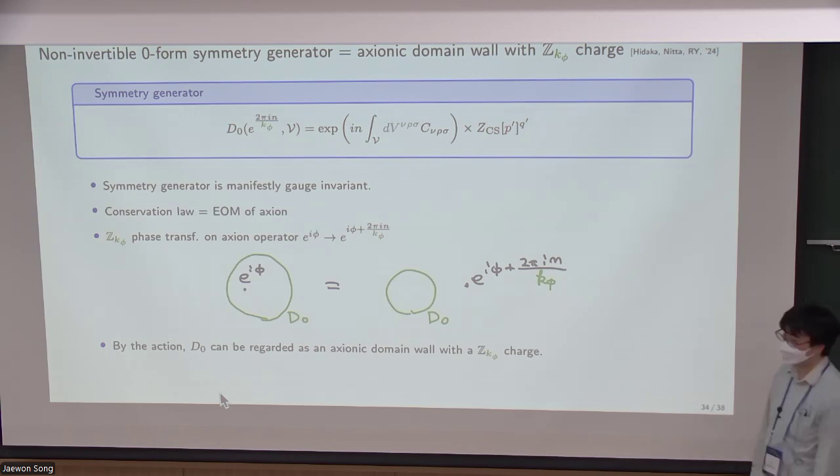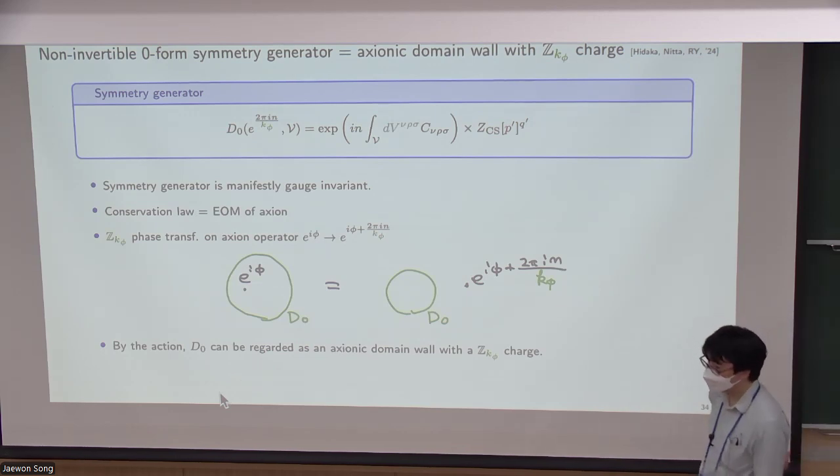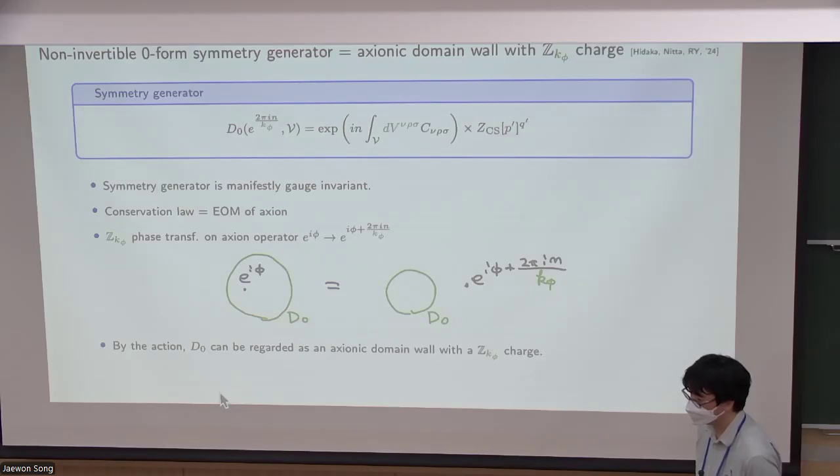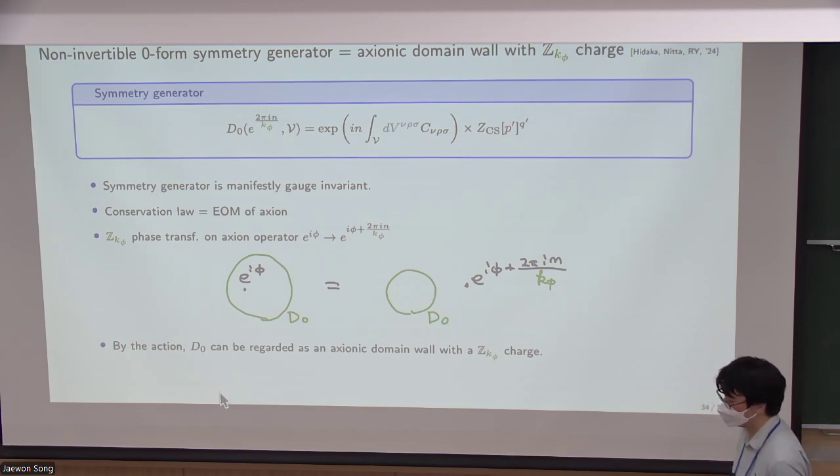So this is related to my previous question too. When you say the action D0 as an operator can be regarded as an axionic domain wall, are you saying an actual defect? Defect, yes. Temporally extended defect. So you're claiming that the symmetry operator can be identified as an axionic domain wall in the sense that if the corresponding symmetry is spontaneously broken, you will get an associated actual cosmological defect, which has identical mathematical properties as the symmetry operator itself. Is that the claim?